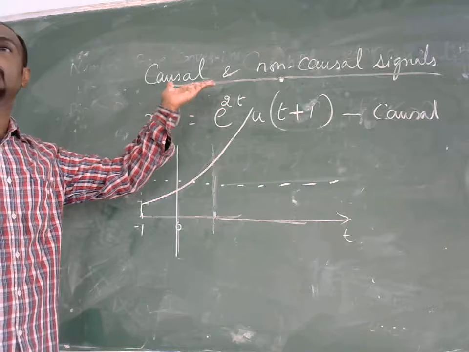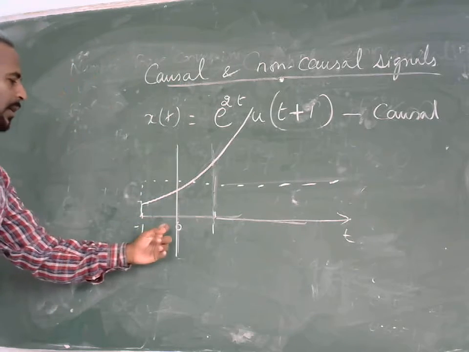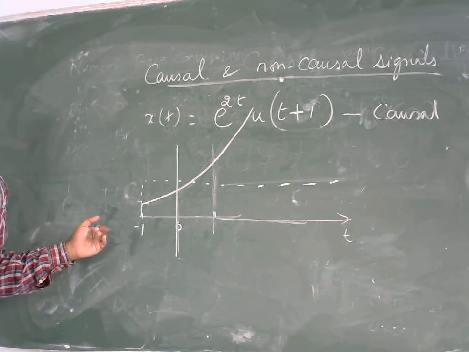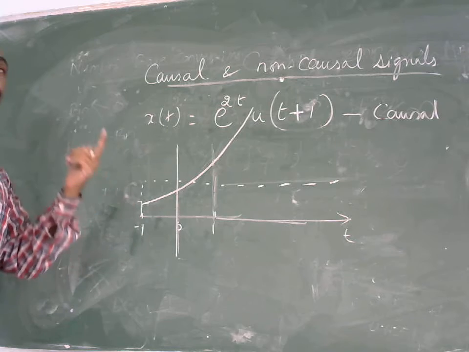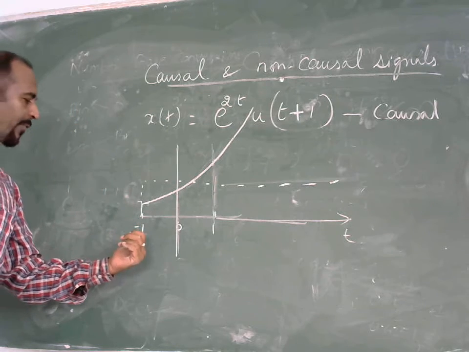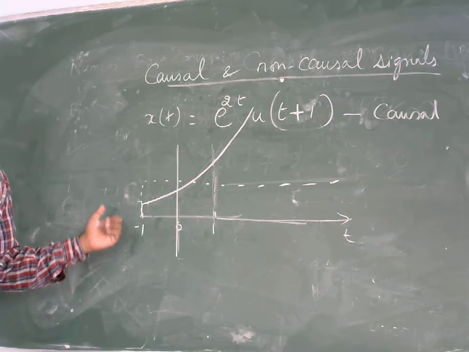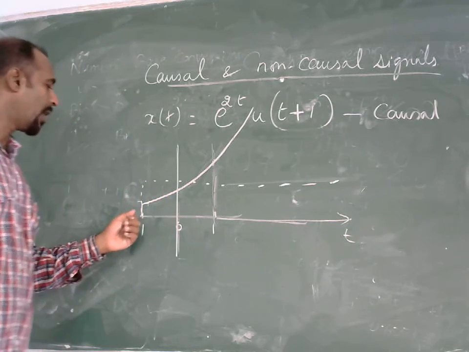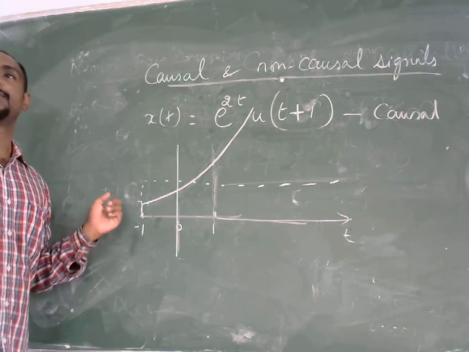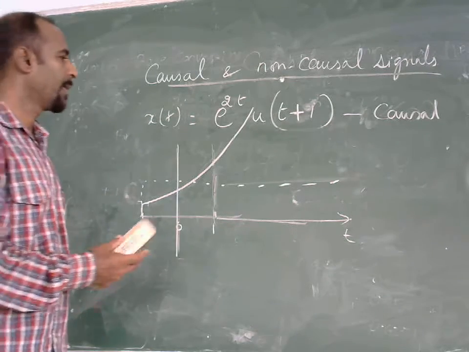Now check whether it is causal or non-causal. Does it exist for negative values of t? Yes, it starts at minus 1. So therefore, the signal is non-causal because it exists for negative values of t.